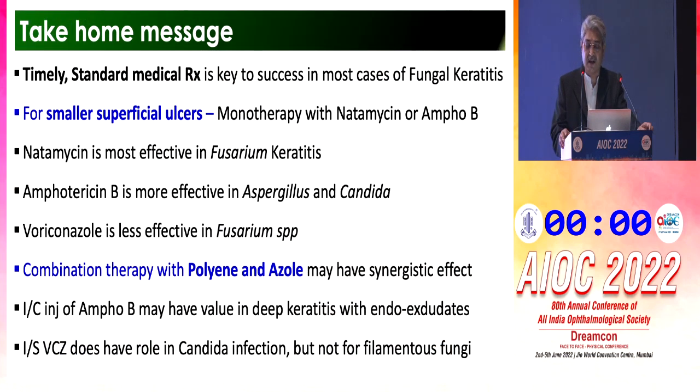So the take-home message is timely standard medical treatment is the key to success in most cases of fungal keratitis. For smaller superficial ulcers, monotherapy with natamycin mostly, and maybe amphotericin B. Natamycin is most effective in Fusarium. Amphotericin B is effective in Aspergillus and Candida. Voriconazole is less effective in Fusarium species. Combination therapy with polyene and azole may have a synergistic effect. Intracameral Ampho-B may have value in deep keratitis with endoexudate. And intrastromal voriconazole does have a role in some Candida infections, where it is an interface kind of infection, but not in filamentous fungus. Thank you very much for your patience waiting.